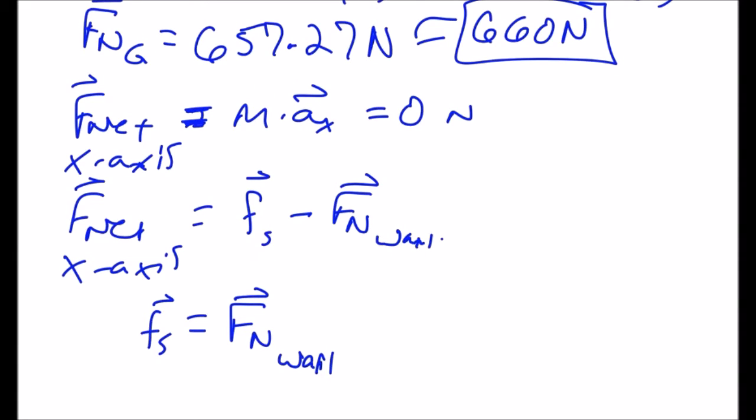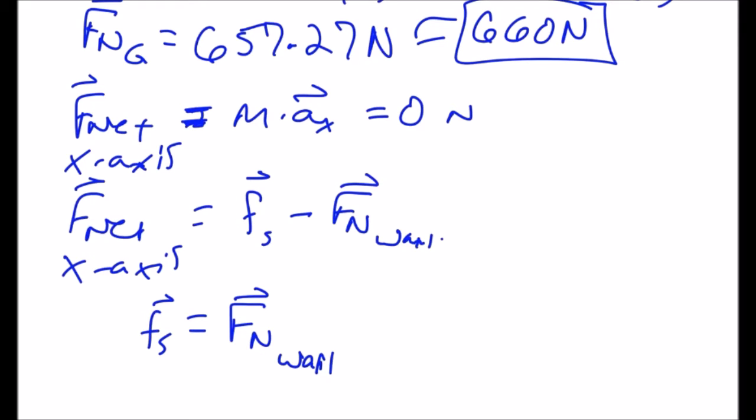All right. So the last time we did our F-net statements in the x-axis, and we said that the frictional force is going to be equal to whatever the normal force on the wall is, right? Which we didn't know. So what do we decide to do? We were talking about mu and how we didn't have it. Yeah, we don't have mu either. So what's the next thing we need to do here?